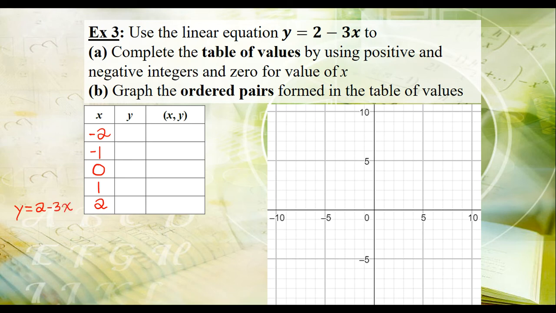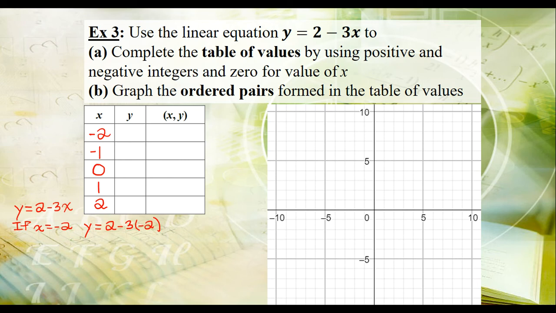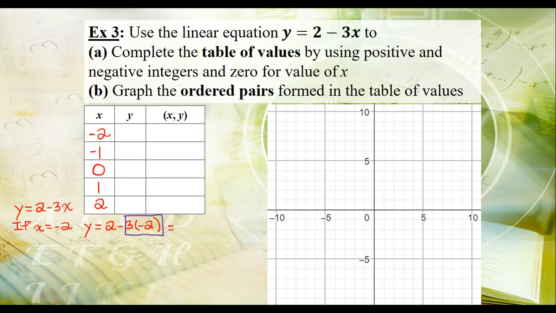Okay, so if x is equal to -2, we're going to replace x with -2 in this equation. So it would be y is equal to 2 minus 3 times -2. Now you got to be careful with the order of operations here. So in this case, the multiplication is actually on the right-hand side first. So we're actually going to do this before dealing with the 2 minus. So that's going to then be, okay, so it'd be 2 subtract 3 times -2 would be -6.